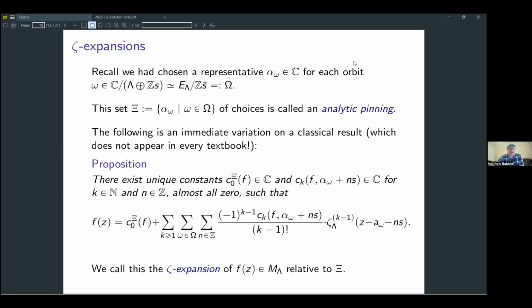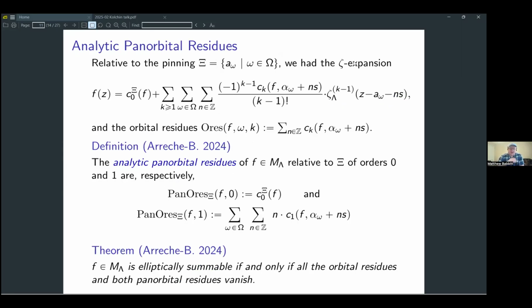Okay, so with this analytic pinning, what we can do is calculate that reduction of f by summable functions and use that to define two new pan-orbital residues, right?